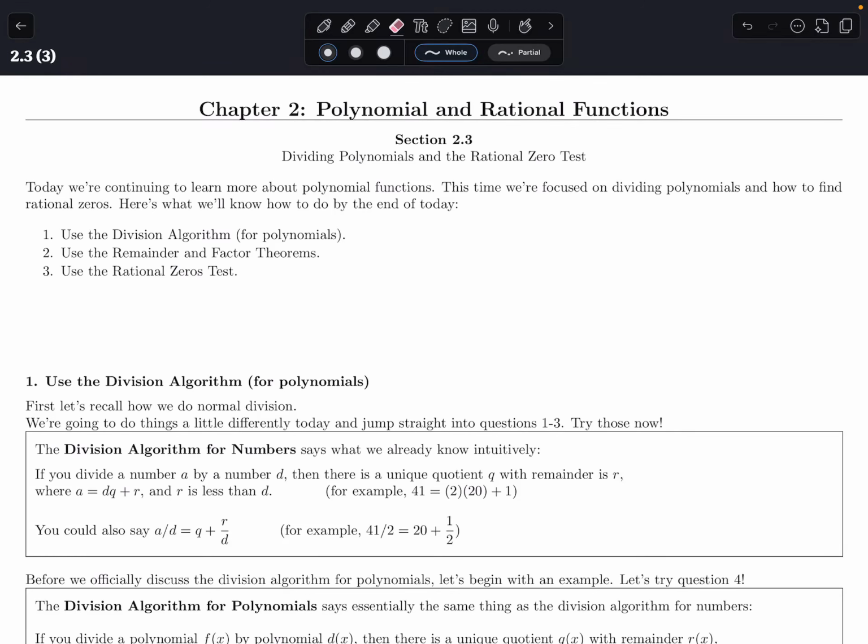Hello friends, welcome back again to Math 135. Today we are covering section 2.3, which is about dividing polynomials and the rational zero test. So those two topics. So today we learn about dividing them. Okay, let's look at what we're doing.